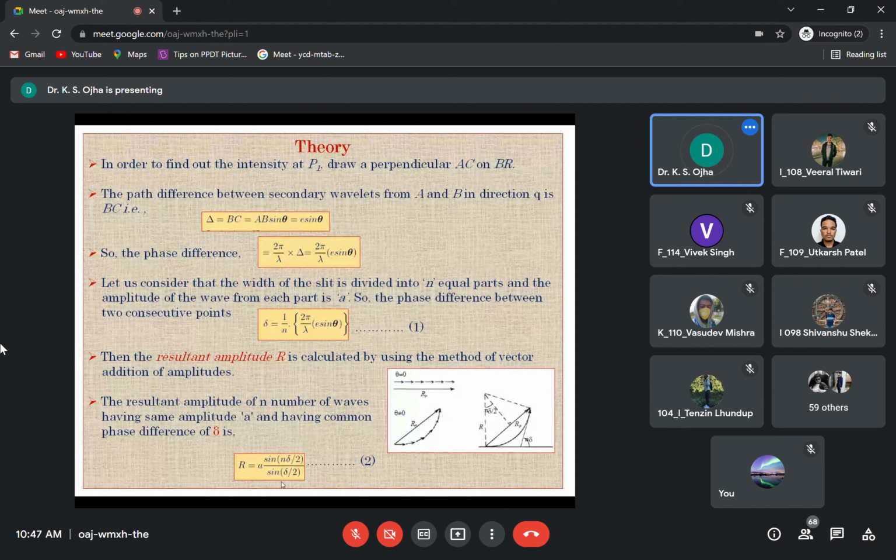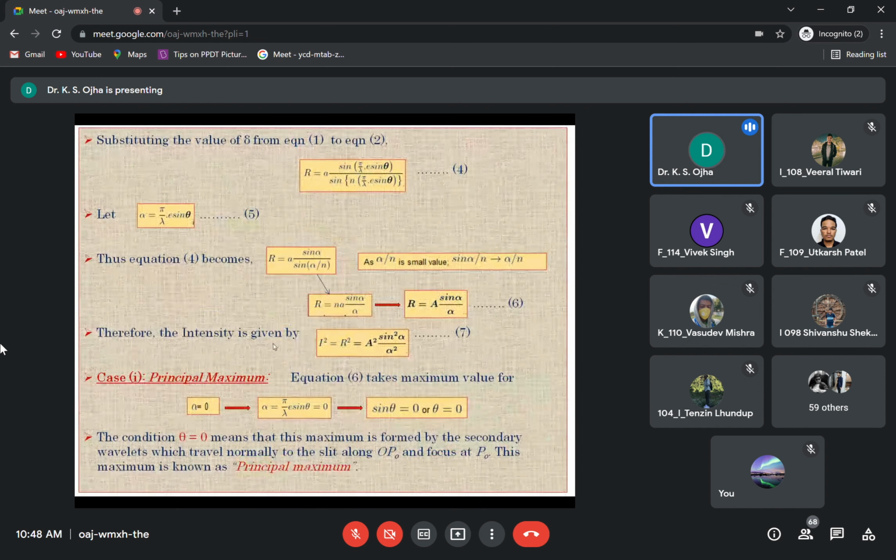Okay. So here we have written the direct result, since the way to derive it is that first you write the wave equation of the first wave, then the second wave equation, up to n, then you apply the progression, and then you will find the solution. So from that you find that the resultant amplitude is R equal to A sin(nδ/2) divided by sin(δ/2).